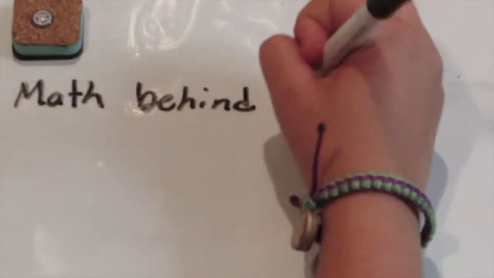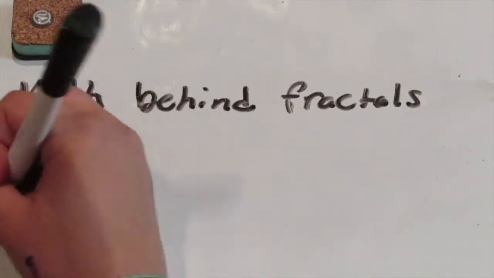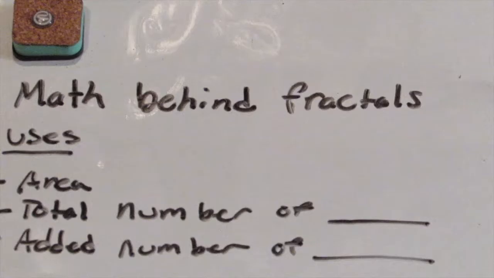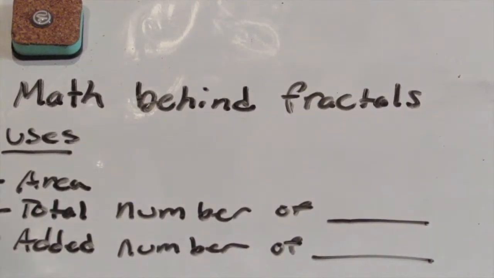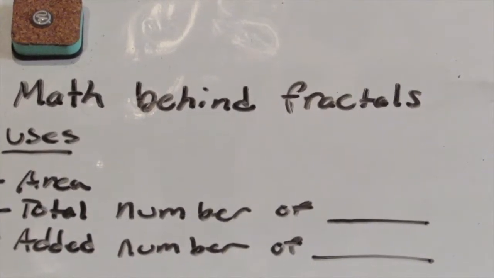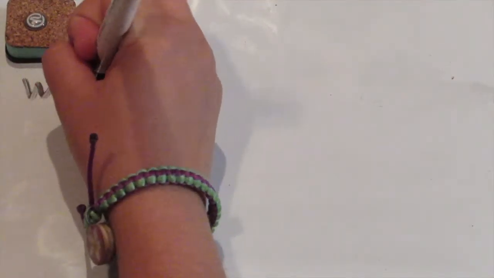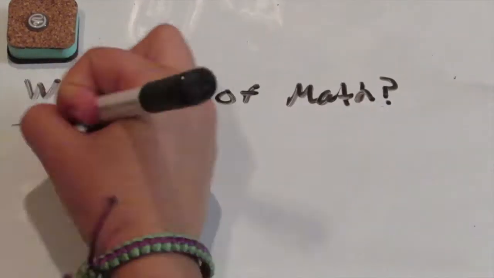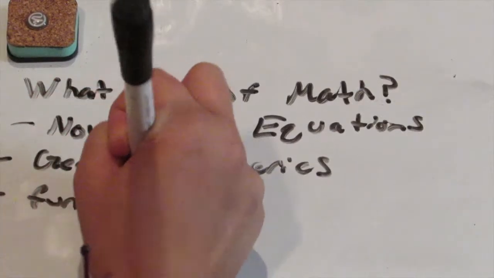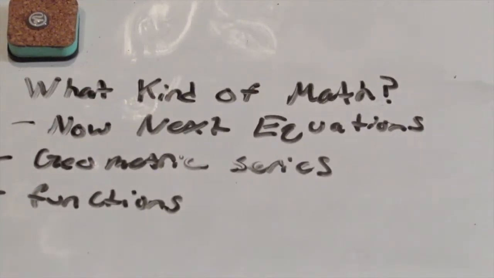You can use math to help describe different things in fractals, such as the area of the fractal as the pattern continues, or the total number of shapes or lines or images in the fractal as the pattern continues, or the number of shapes or lines or images that are added each time the fractal is repeated. So there are 3 different ways you can model these patterns: through now-next equations, geometric series, and functions.